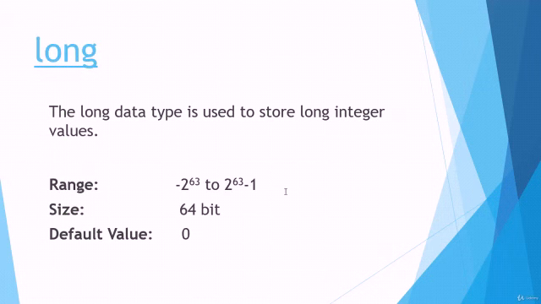And now we have the long data type. The long data type is used to store long integer values. Its range is greater than the integer data type, -2 raised to the power 63 to 2 raised to the power 63 minus 1. This is the range of the long data type. The size of this is 64-bit, and by default it has 0 value in it.